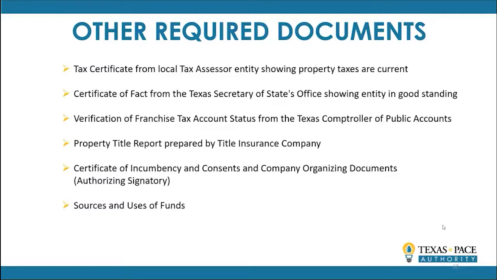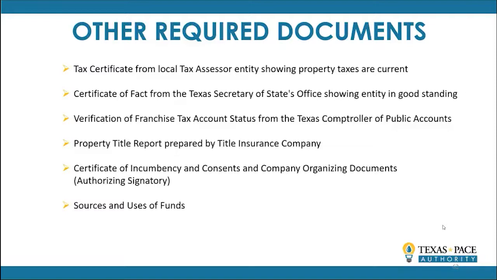The first is a tax certificate from the local tax assessor entity, and this is just a document that shows that the property taxes are current. We also require a certificate of fact from the Texas Secretary of State's office that shows that an entity is in good standing. A verification of franchise account status from the Texas Comptroller of Public Accounts. And then a property title report prepared by the title insurance company.